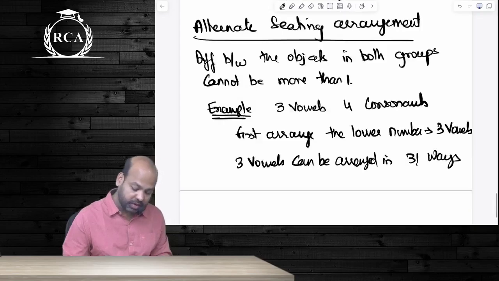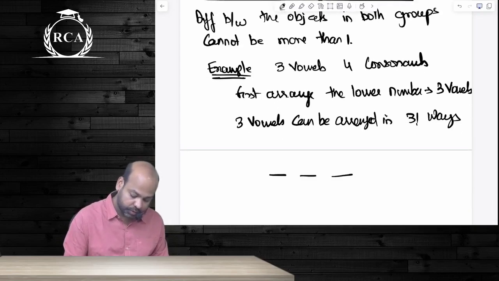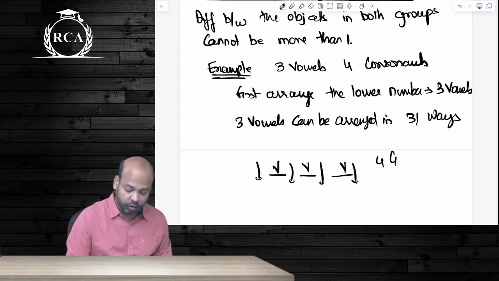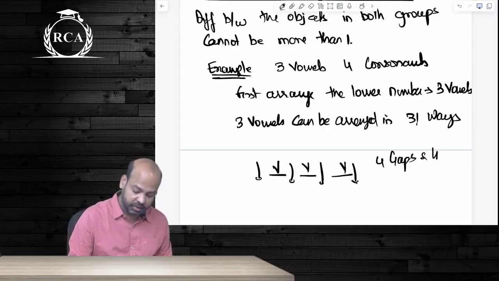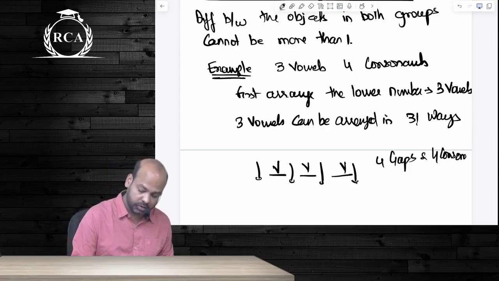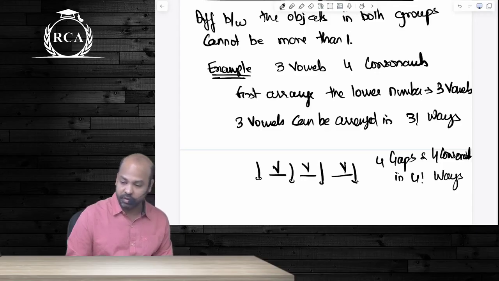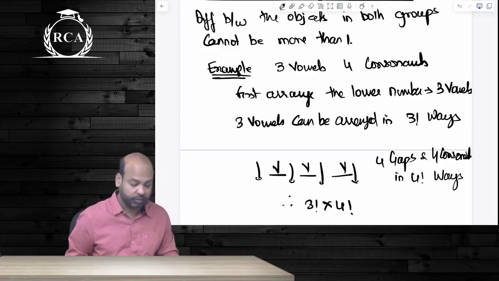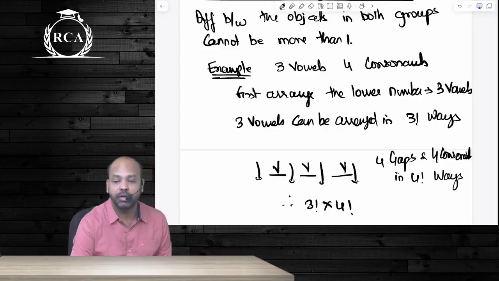Once you arrange the 3 vowels, guys, what are we going to do? There will be 4 gaps, guys. These are vowels, yes or no? In the 4 gaps beta, 4 consonants can be arranged in 4 factorial ways. Are we clear, guys? Therefore, the total number of arrangements will be 3 factorial into 4 factorial. Are we clear about this?